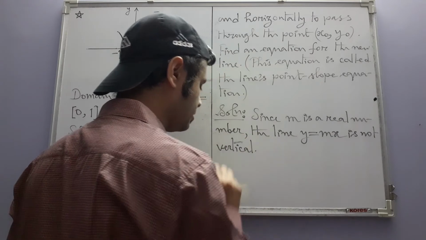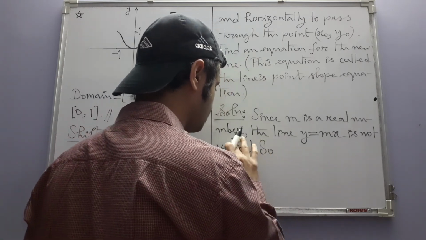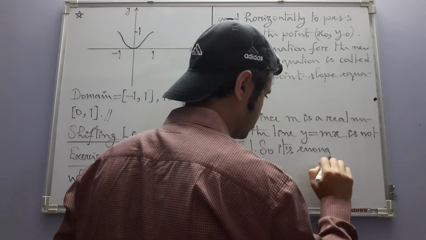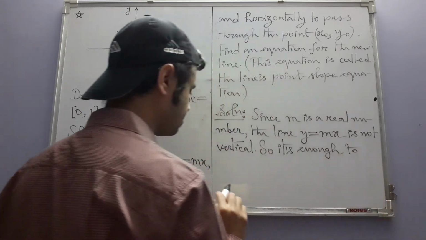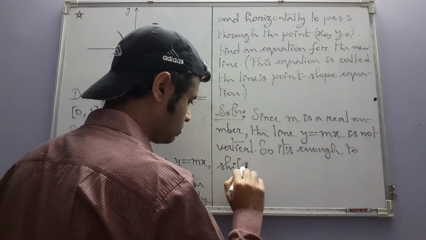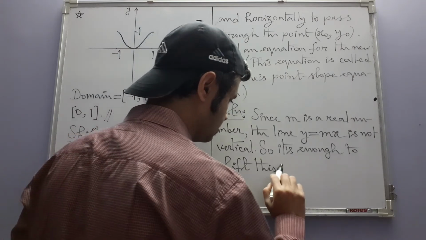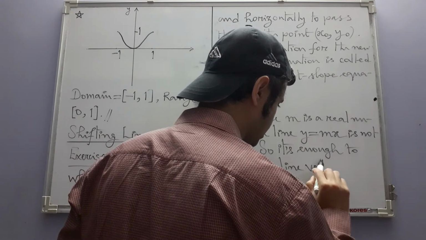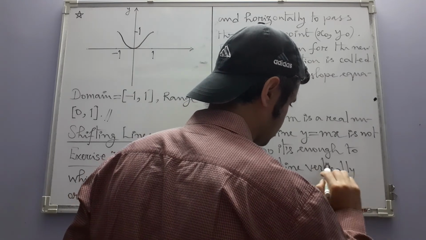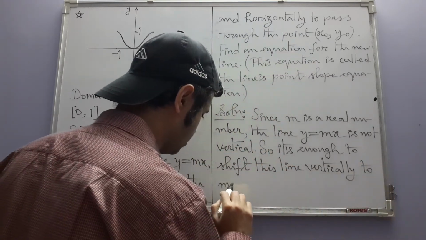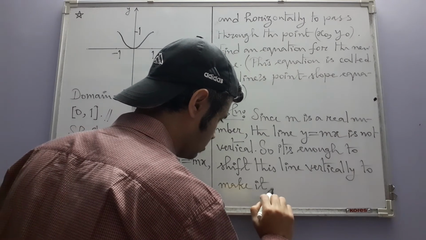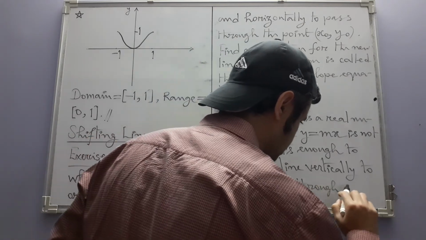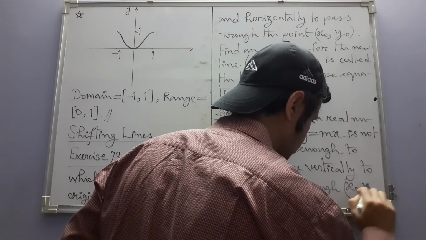And now because this line is not vertical, it's enough to shift this line vertically to make it pass through this point.